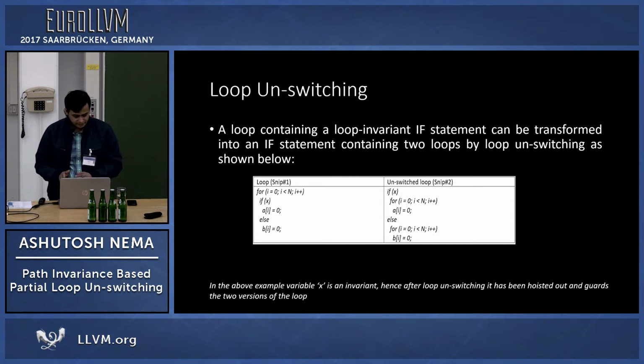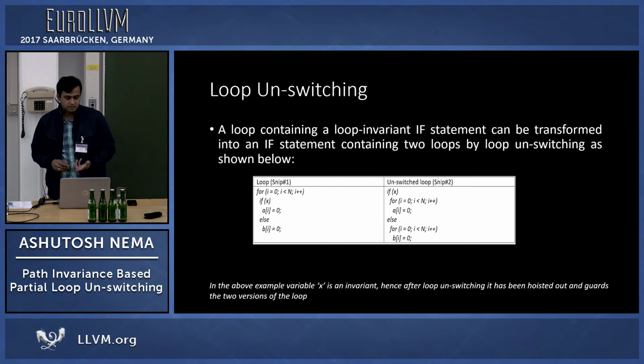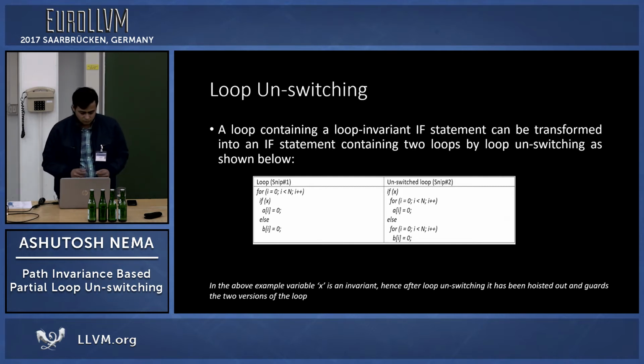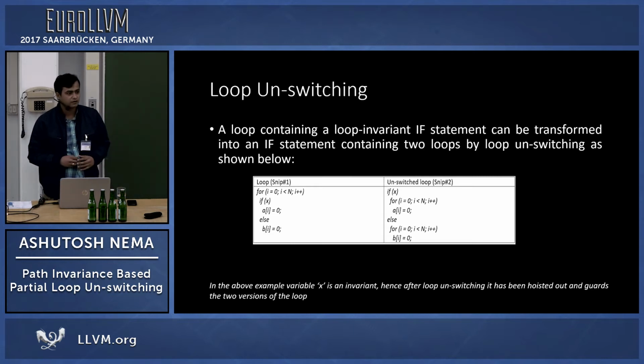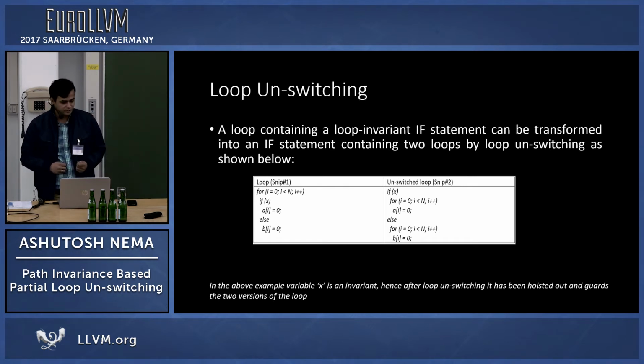So the right hand side shows the unswitched form, where the if condition contains two loops, one in the if and one in the else clause. So this not only moves the condition outside, it opens up further optimizations. Here it is completely dependent on the loop invariant property, but what if the condition inside the loop is not invariant or partially invariant?